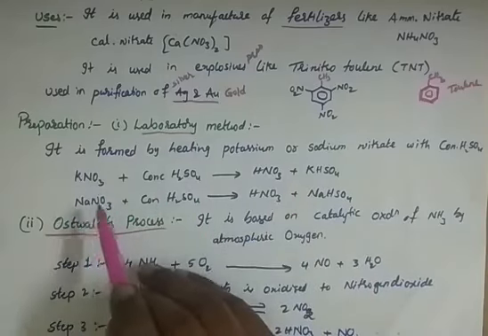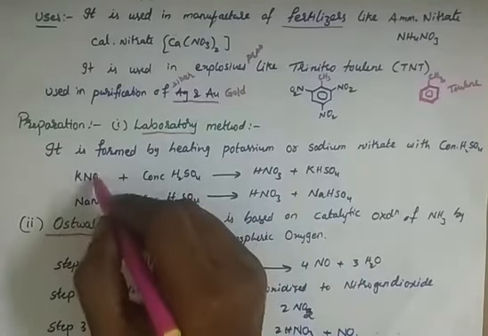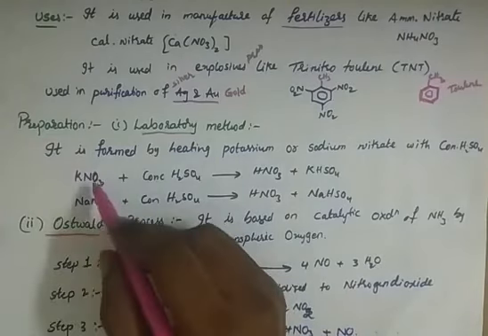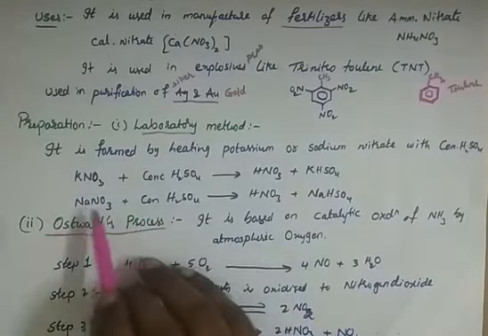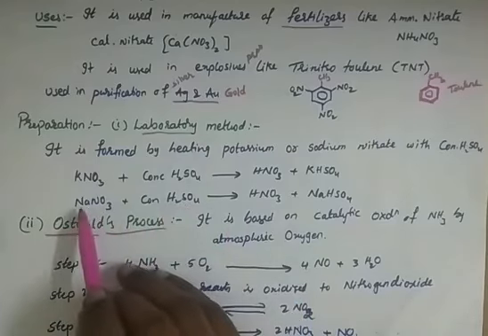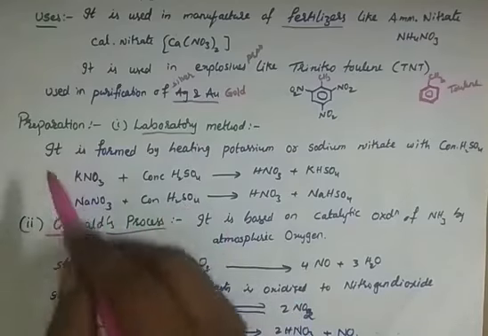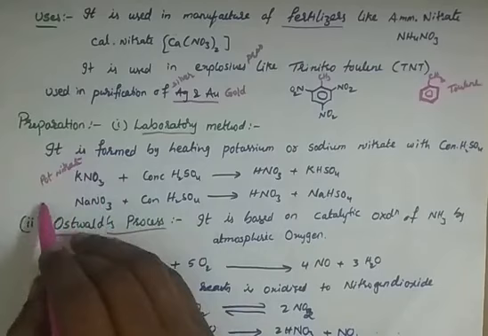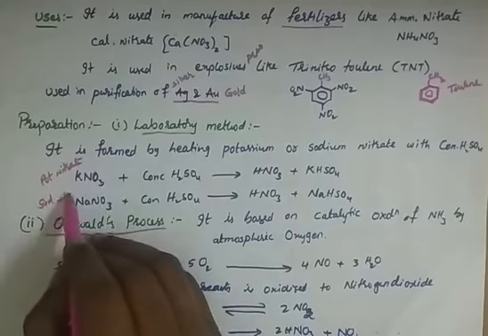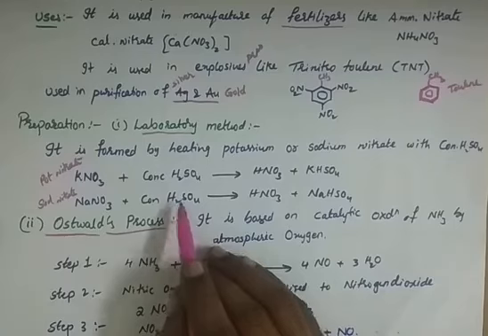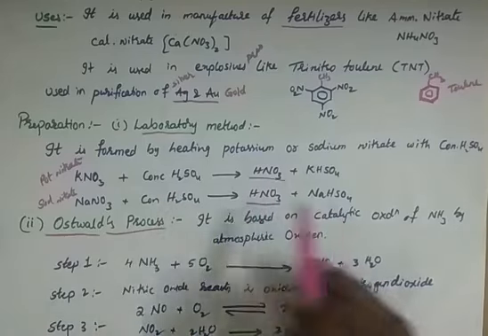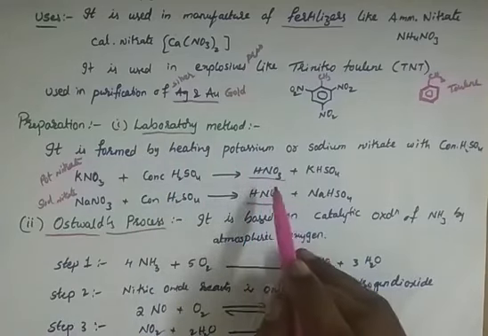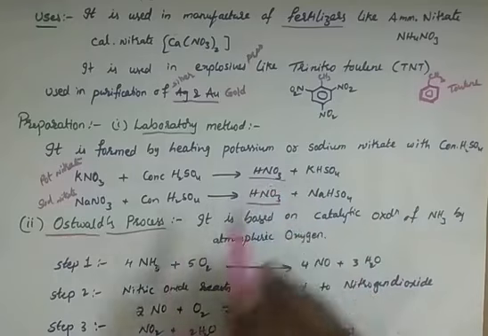Then sodium nitrate. See, Na is written with a capital N and lowercase a, NaNO3. When it is reacted with sulfuric acid, again, this is sodium nitrate, and the other is potassium nitrate. When they are reacted with concentrated sulfuric acid, they produce HNO3. Wherever we say laboratory method, it means this is not in large quantity. It can be a small quantity like 1 ml, 2 ml, 10 ml, not more than that.